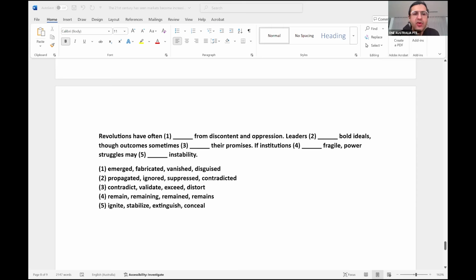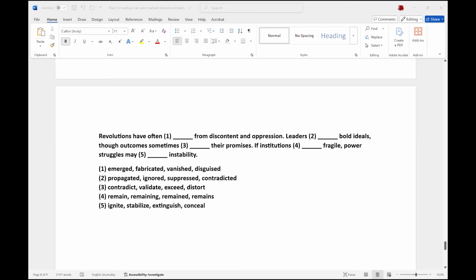Revolutions have often dash from discontent and oppression, which is the best collocation with the word from. Emerged. You emerge from means you come out from, you take birth from something or someone. That is the meaning of emerge, come out. Emerged from discontent and oppression. Both words are extremely negative words.